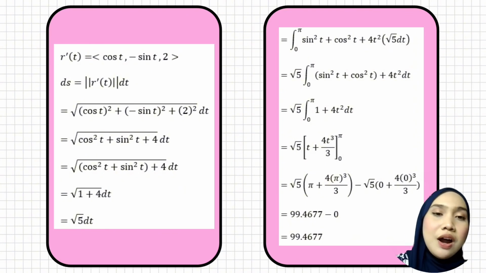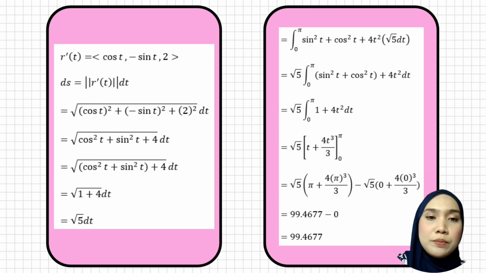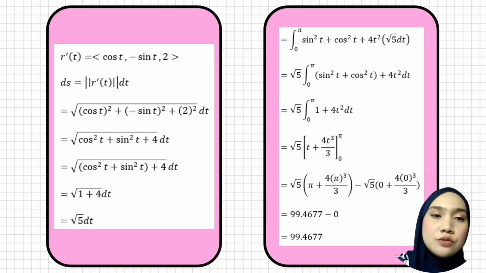And then we substitute r into the line integral, and we get the integral from 0 to pi of sin squared t plus cos squared t plus 4t squared, multiplied by square root of 5 dt. And then we get the final answer, which is 99.4677. That's all.